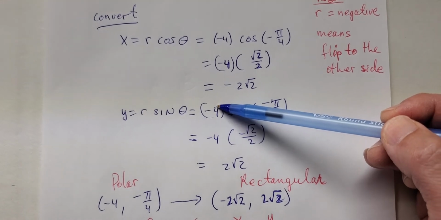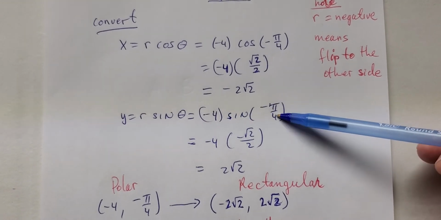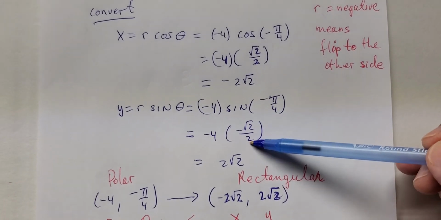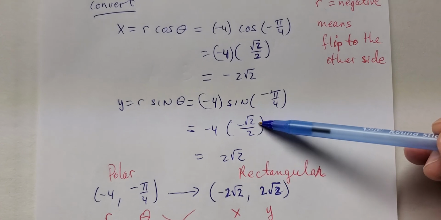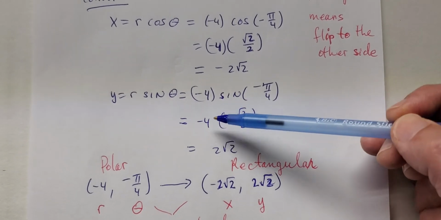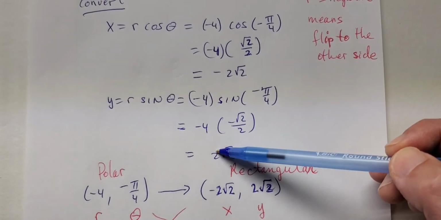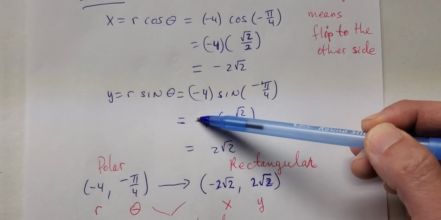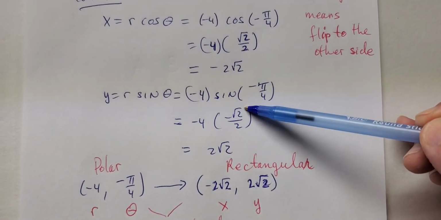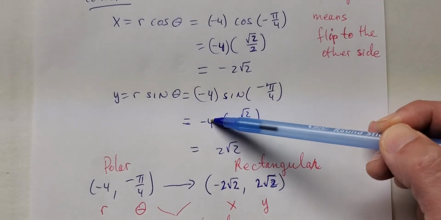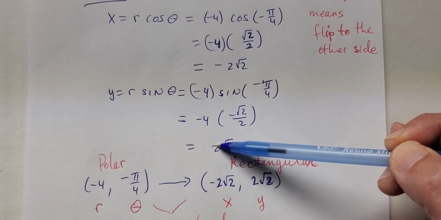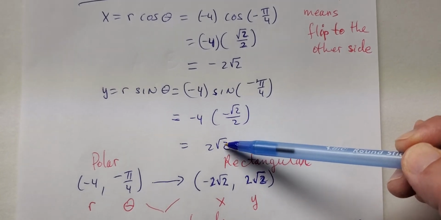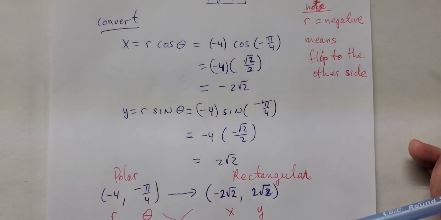We know what r is, negative 4. We know what theta is, negative pi over 4. So same thing. How did negative pi over 4 become square root 2 over 2? Use the table, use the chart. And then negative 4 divided by 2 gives me negative 2. Negative times negative is positive, square root 2, leave it alone. And that's where the x and the y came from.